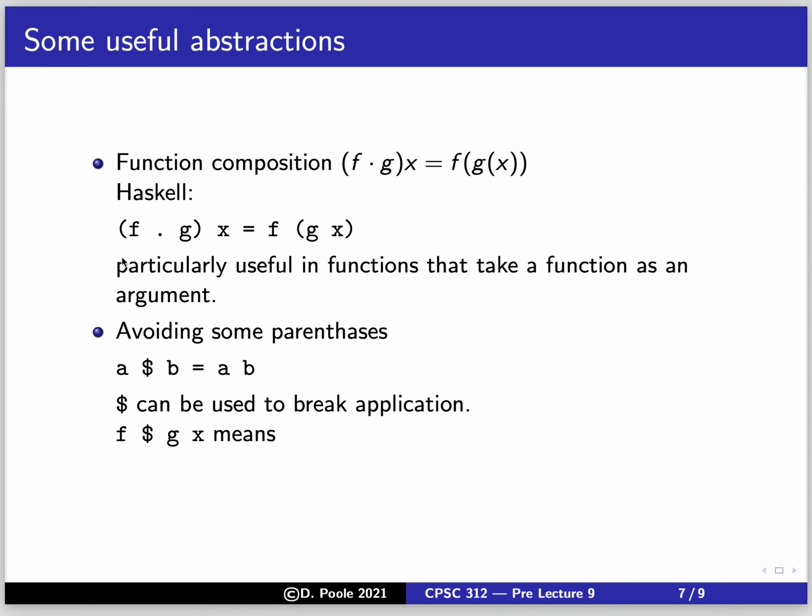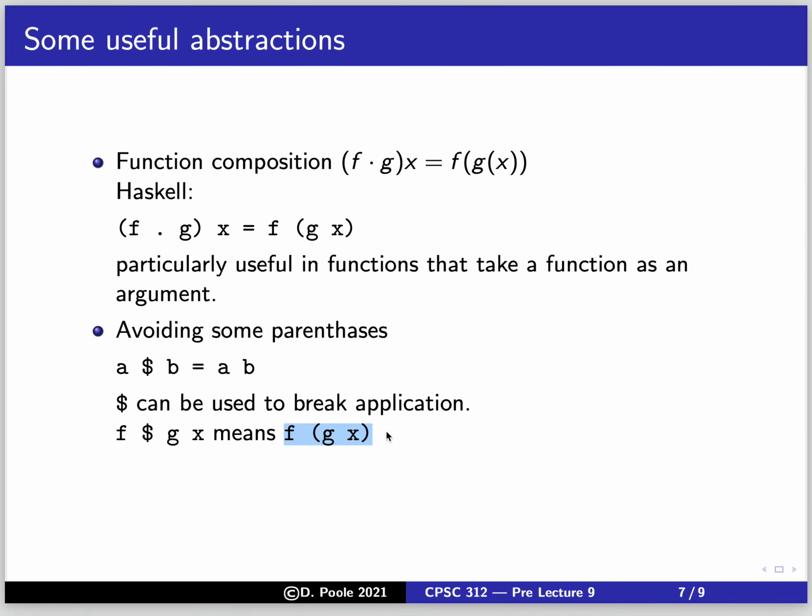Here's another particularly weird function. It's dollar. So a dollar b is just a applied to b, which might seem weird. The reason we might do that is because with f dollar g of x, the syntax of Haskell means we're going to apply g of x first, and then we're going to apply f. So that means f of g of x. In some sense, this use of dollar means we just get rid of a few parentheses, right? So it means we're going to apply g of x first before we apply f.